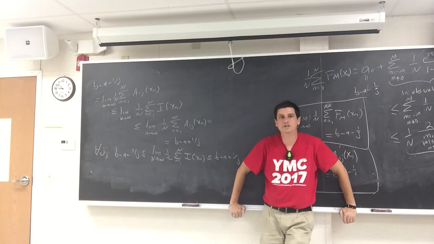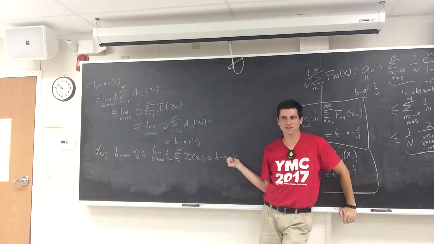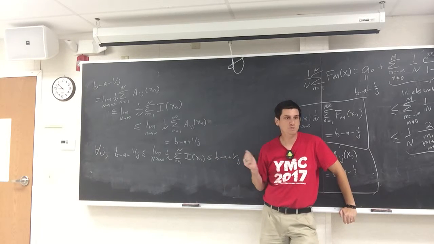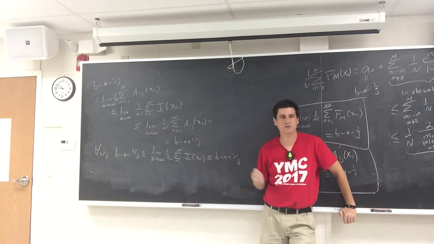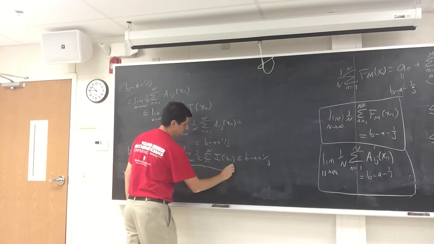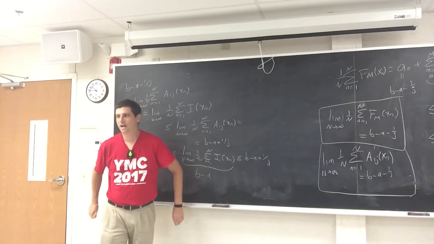Imagine it was a little bit larger than b minus a. Imagine it was b minus a plus 1 over a billion. Well, take j to be larger than a billion, and now it would be outside that range. Imagine it was b minus a minus 1 over a billion. Take j to be larger than a billion, and now it's outside that range. So the only way this can work is if this is equal to b minus a. And that finishes the proof.